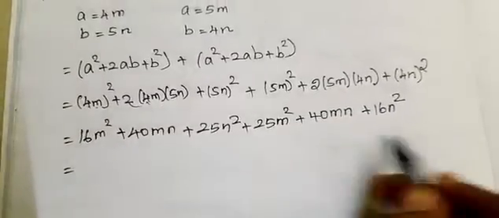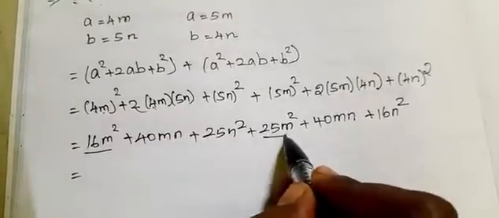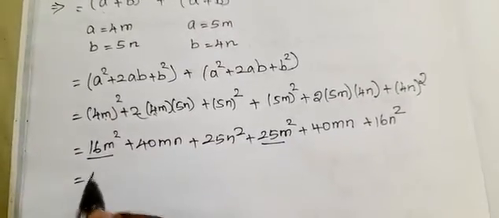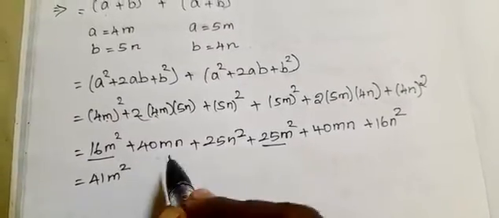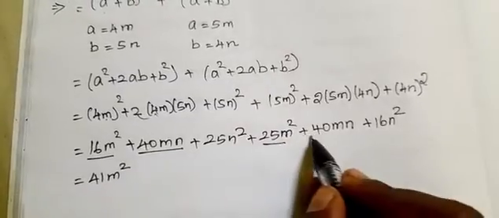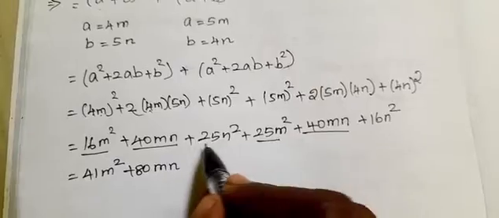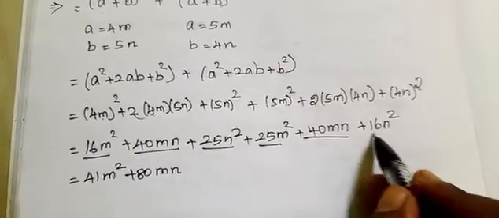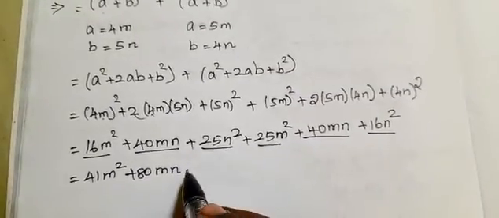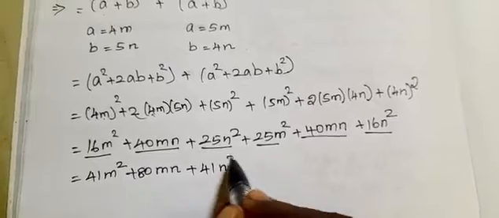Then let us gather the like terms. 16m square, 25m square, so the answer is 41m square. Then 40mn plus 80mn, then 25n square, 16n square is 41n square.